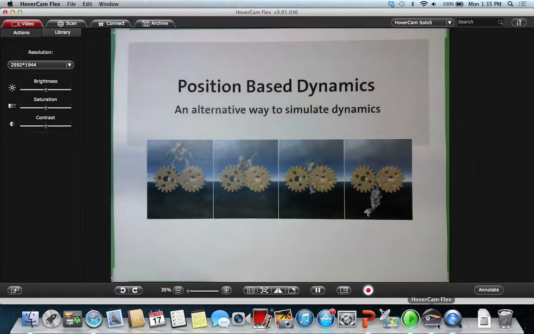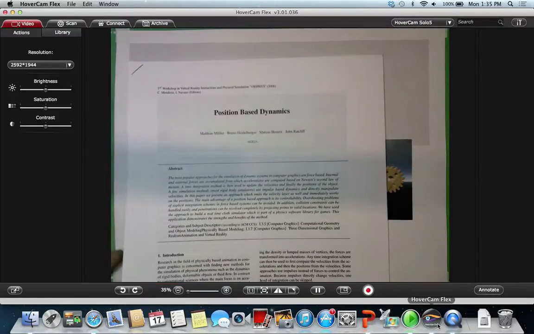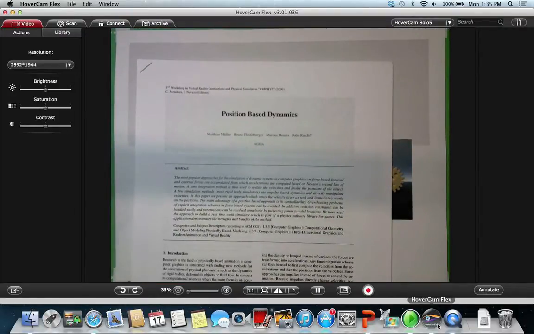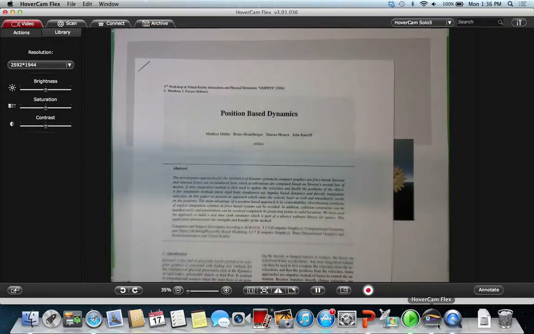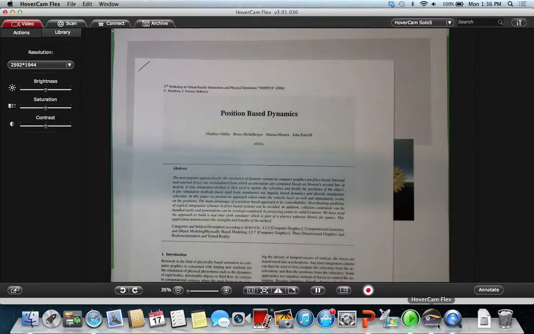So this is the topic for today, position-based dynamics. There are two, I would say, seminal papers on this topic. The first one is titled, appropriately, Position-Based Dynamics by Matthias Müller, and they were formerly with AGEIA, but now they were acquired by NVIDIA.